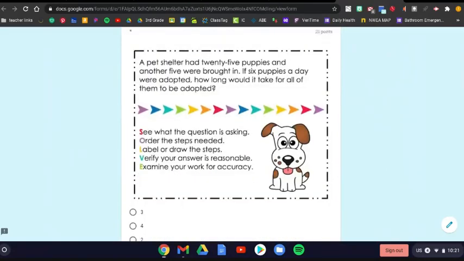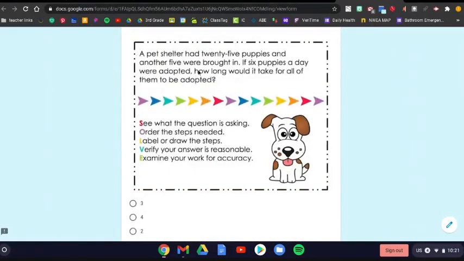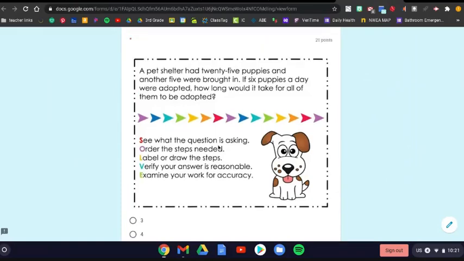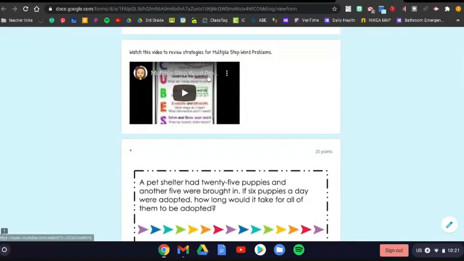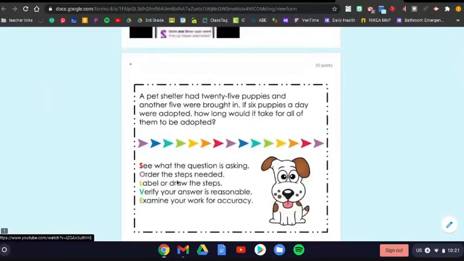They look like this. It has the question on top, and then it has another strategy for you on the bottom. So the cube strategy that we just talked about is here in the video. The solve strategy is on your card. It says, see what the question is asking, put in order the steps that are needed, label or draw the steps, verify or check that your answer makes sense, and then explain your work. So you have a couple of these cards.